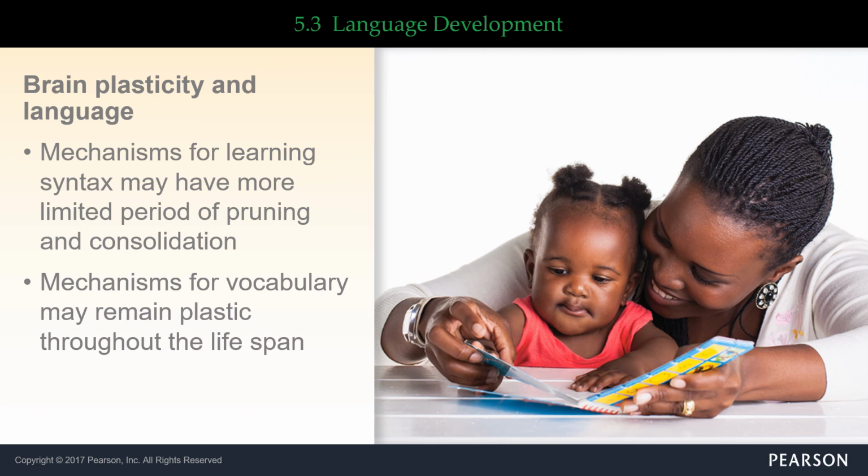So there are mechanisms for learning syntax that may have a more limited period of pruning and consolidation, and mechanisms for vocabulary may remain plastic throughout the lifespan. So remember, with plastic, they're more adaptable and flexible. So that may be part of why in the case of the Genie case study, syntax was an issue that we weren't able to intervene on.